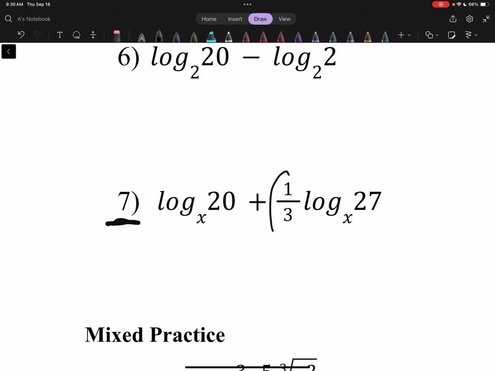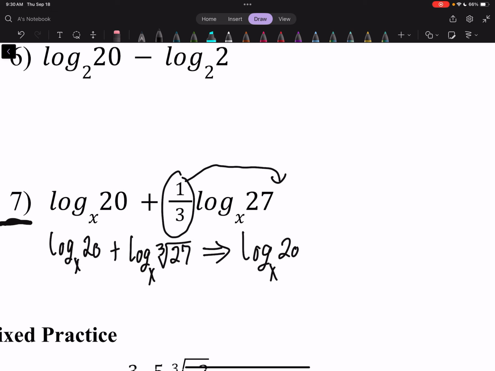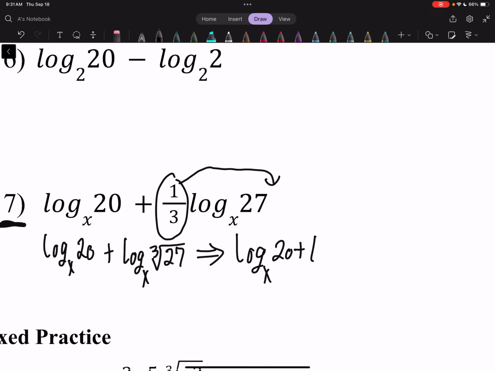First things first, I'm going to move this power rule up onto the top. So this is log base x of 20 plus log base x of 27 to the 1/3 power, which is the same thing as the cubic root of 27. Now the reason why I wrote it that way, this is log base x of 20 plus log base x of 3.